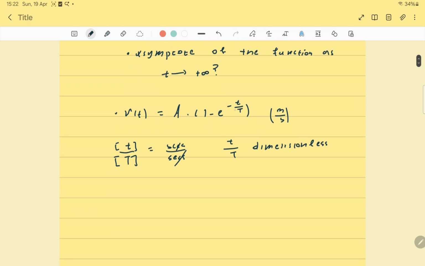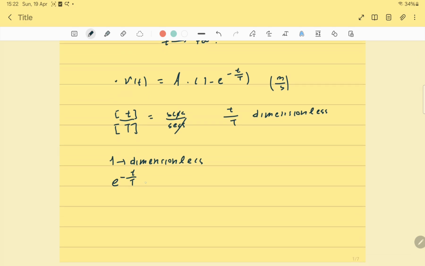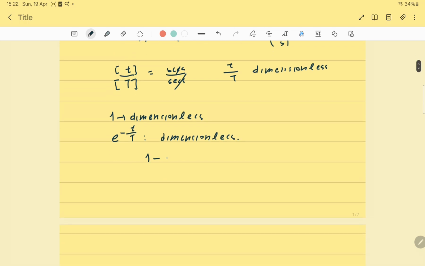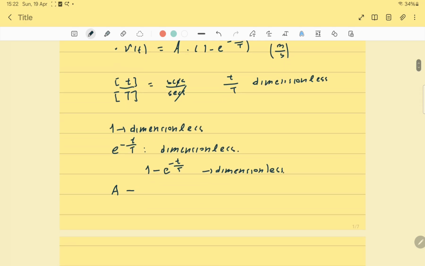And then e to the minus something, a constant, is dimensionless. Of course, 1 is dimensionless. e to the minus t over capital T is dimensionless. So 1 minus e to the minus t over capital T is dimensionless. Okay, so the constant A should have unit meter per second.